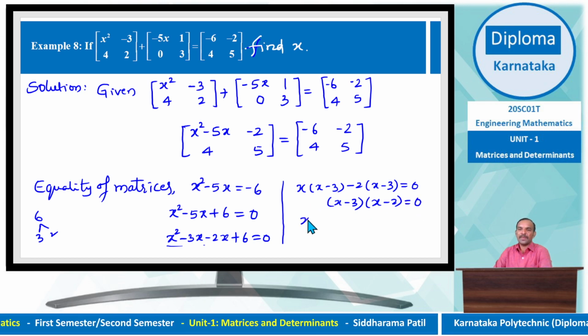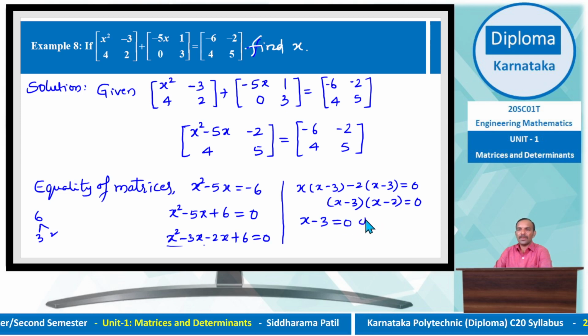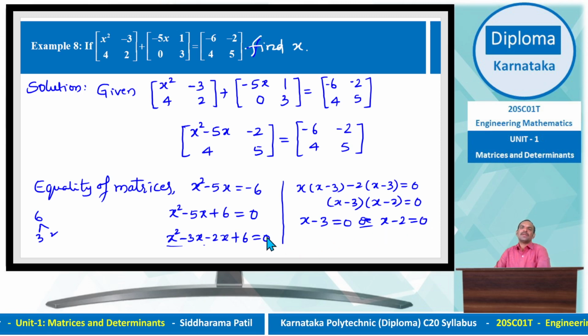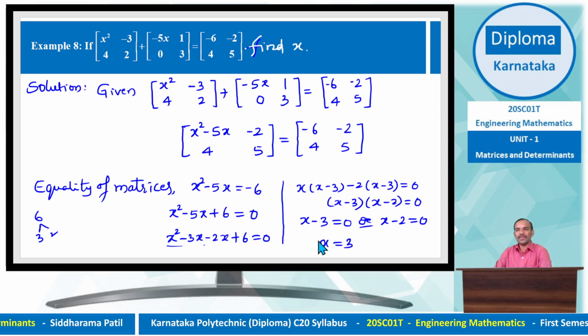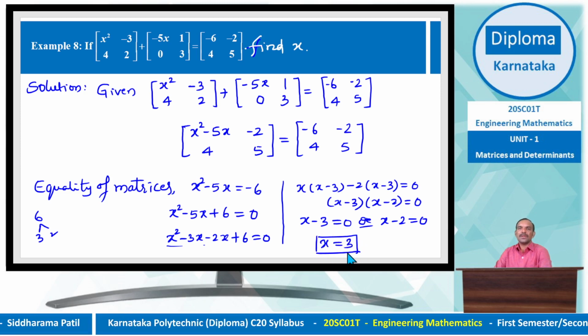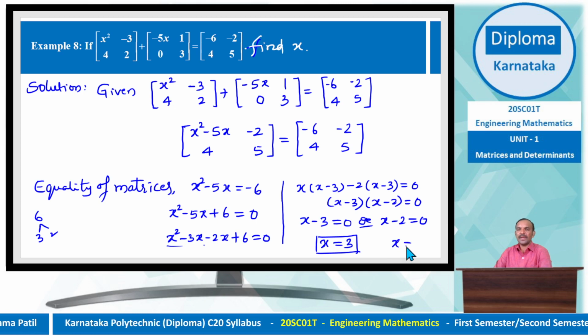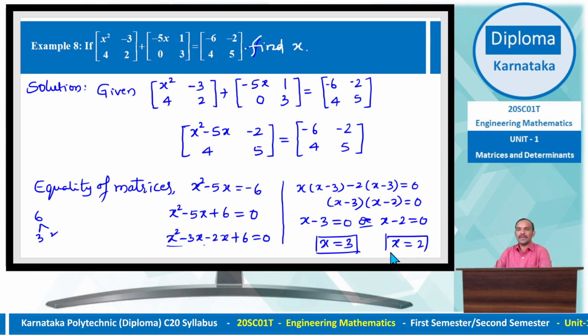Now either x minus 3 is 0 or x minus 2 is 0. If you take 3 to the right hand side, x equal to 3. Here x equal to 2. Then the answer is either x equal to 2 or x equal to 3. That is the required answer. Ninth question.